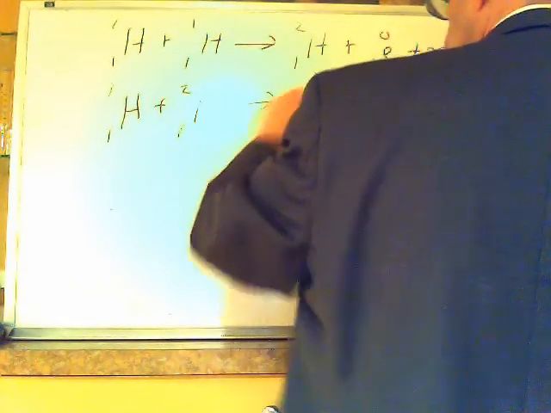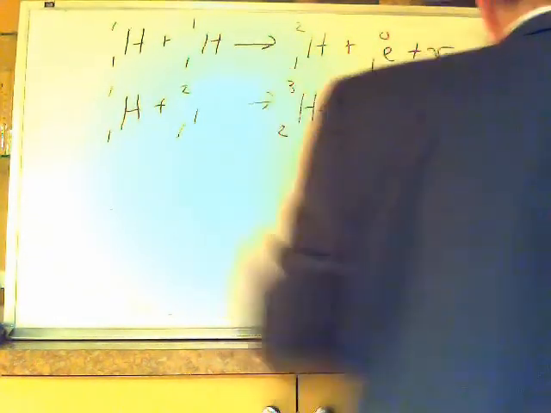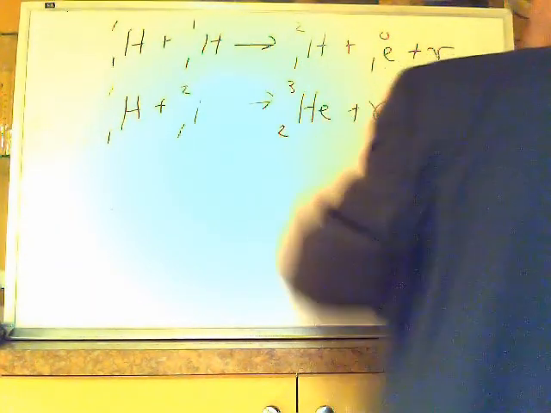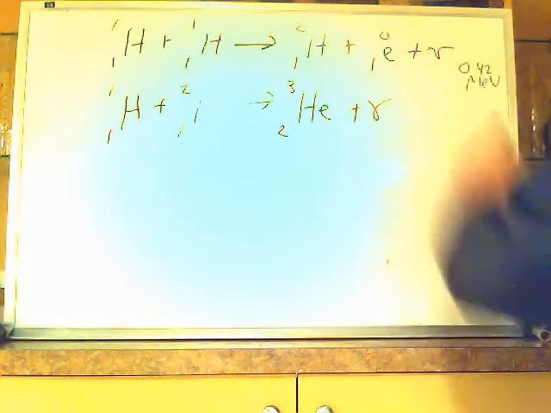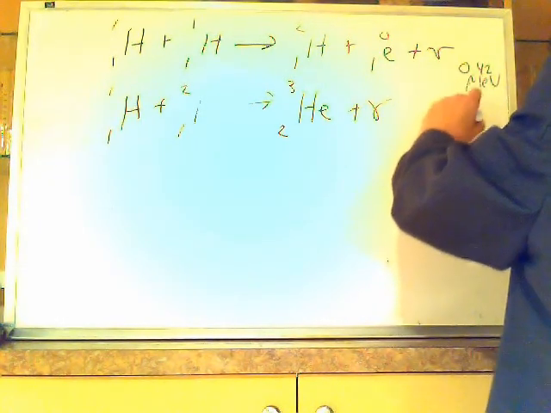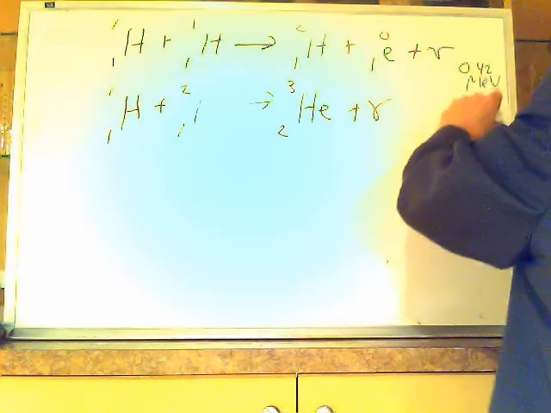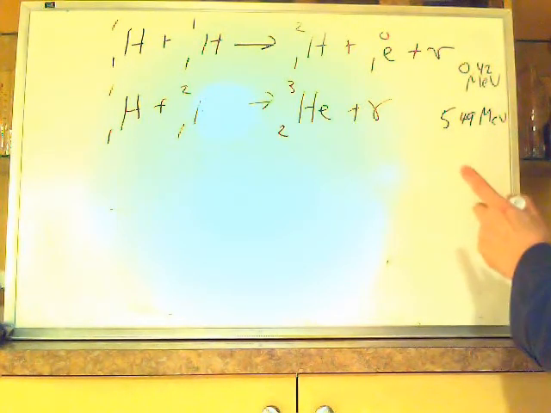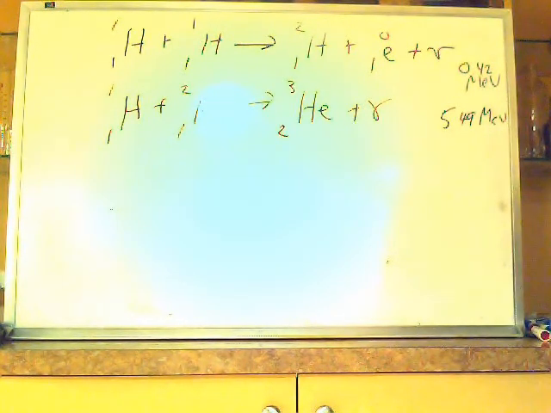And that gives us helium-3, and it produces a gamma photon. And that reaction is somewhat more energetic. It's 5.49 MeVs.